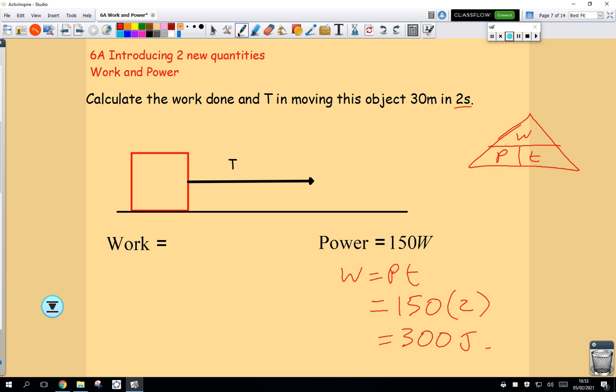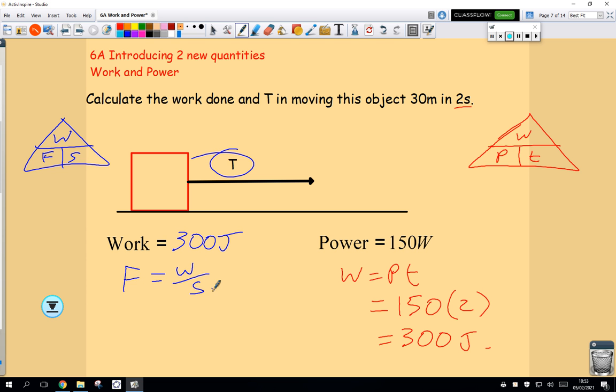So work done here, 300 joules. How do we define work? Well, work is force by displacement. I want to find the force applied here. So force is work divided by displacement. The work here is 300 joules divided by the displacement, 30 meters. So the force being applied here is 10 newtons once again.